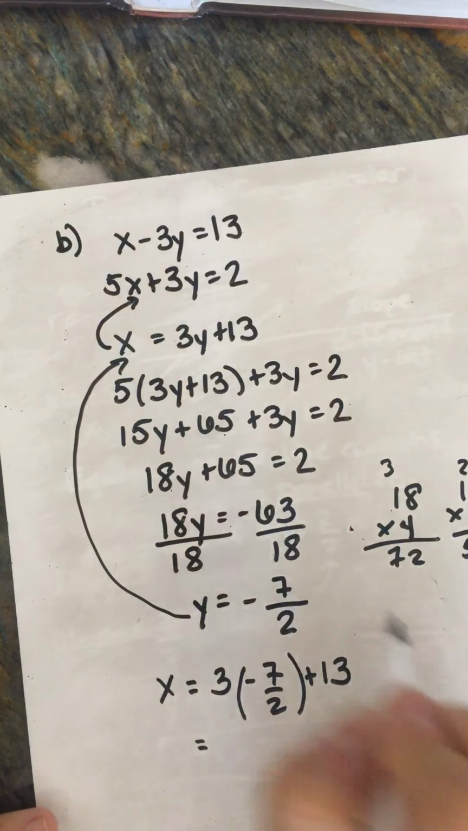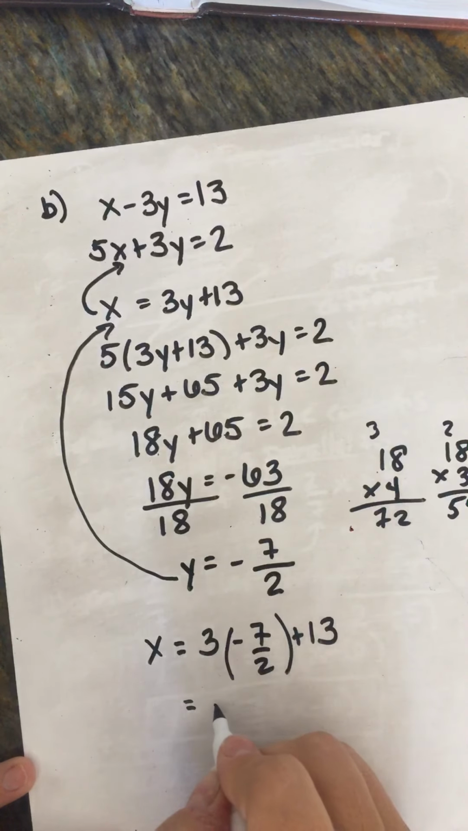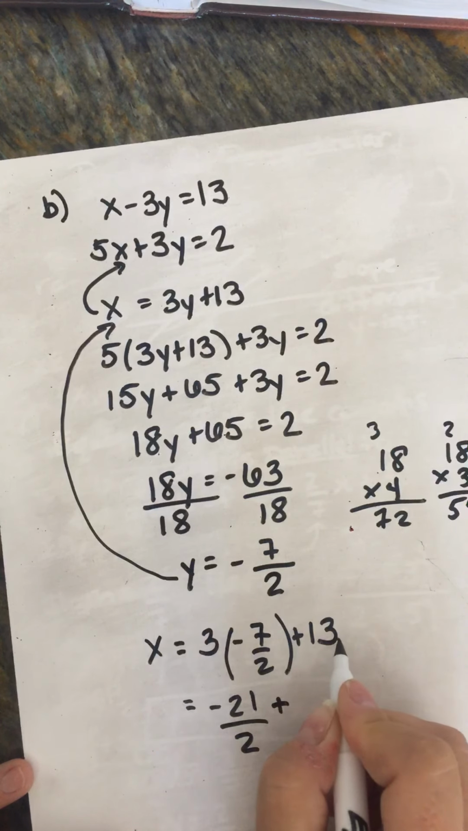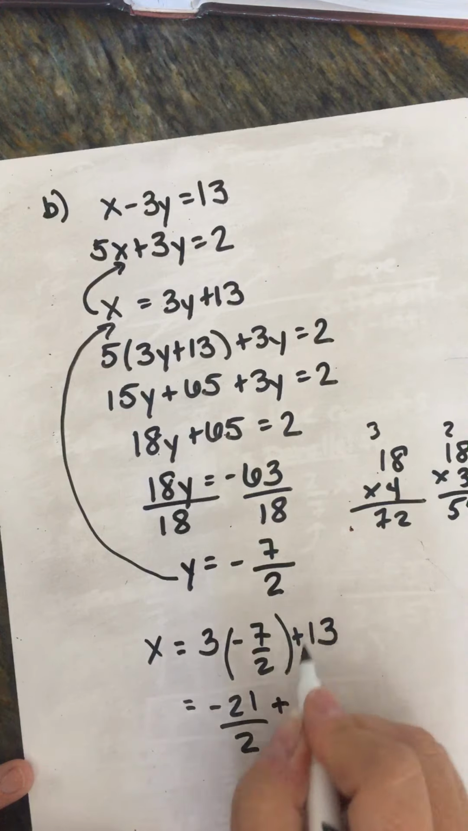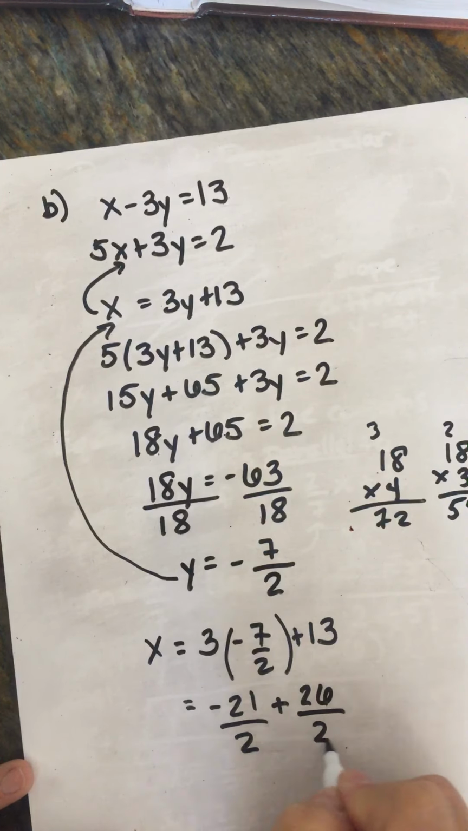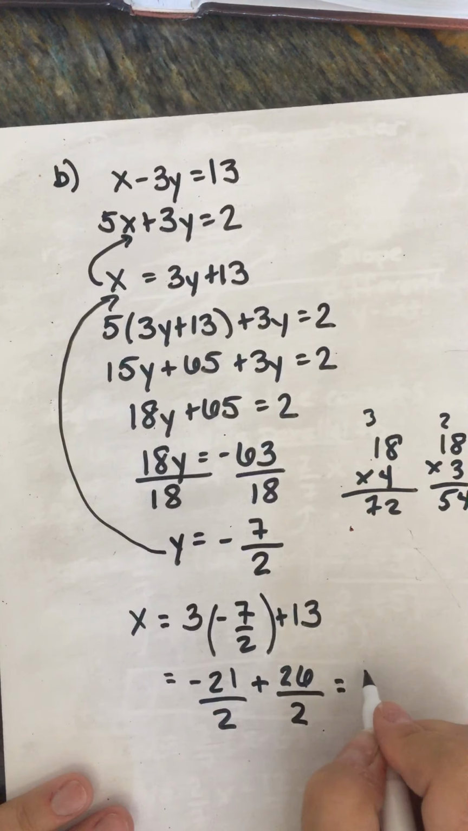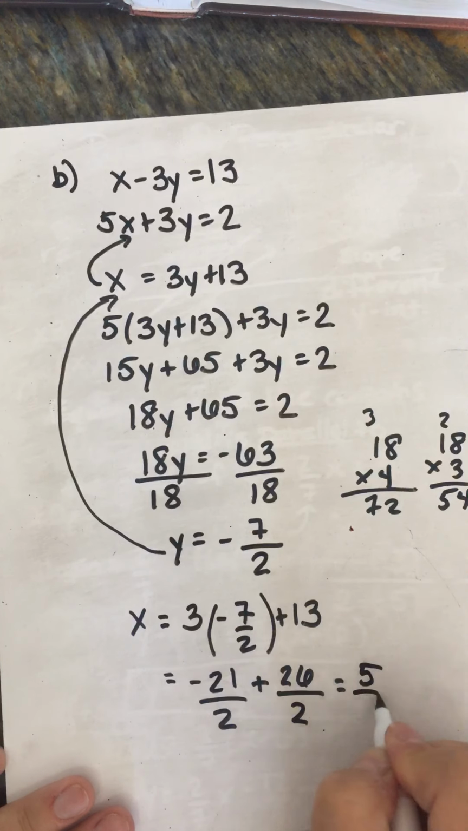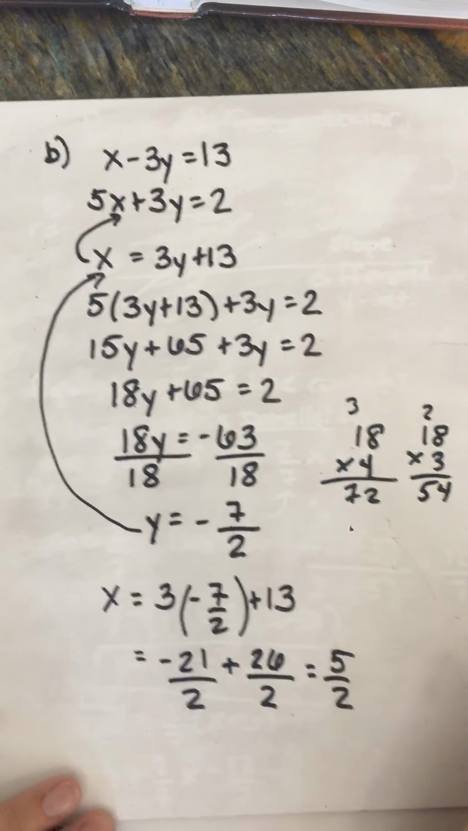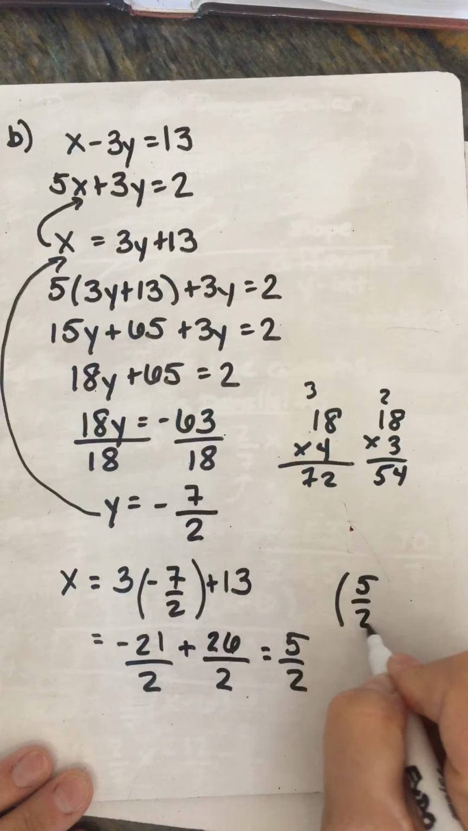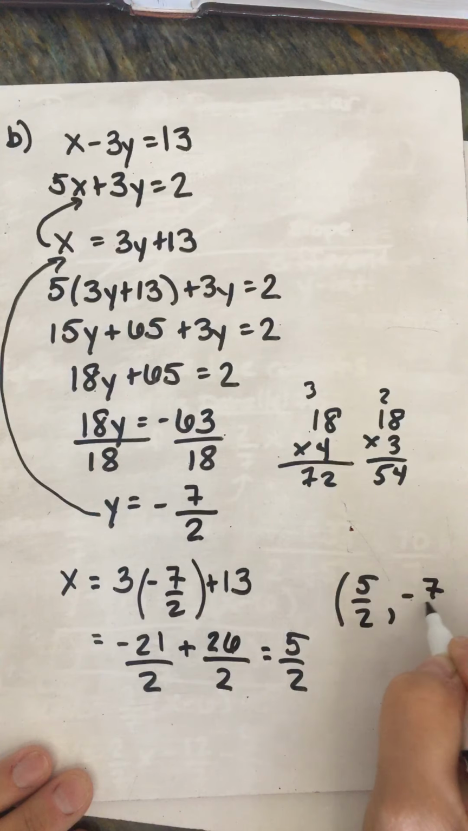So this is negative 21 over 2 plus 13. Let's turn this into something over 2, so how about 26 over 2? Negative 21 plus 26 is 5 over 2. All right, it's not too bad. So our x-coordinate is 5 halves. Our y-coordinate is negative 7 halves.